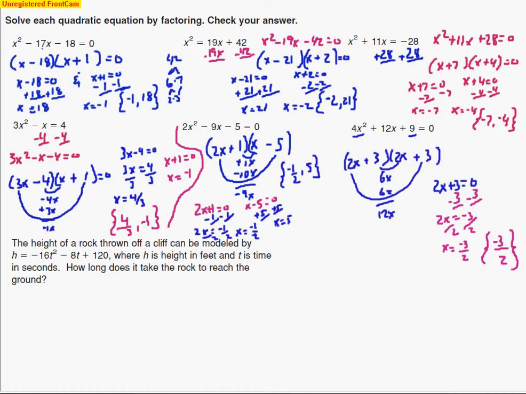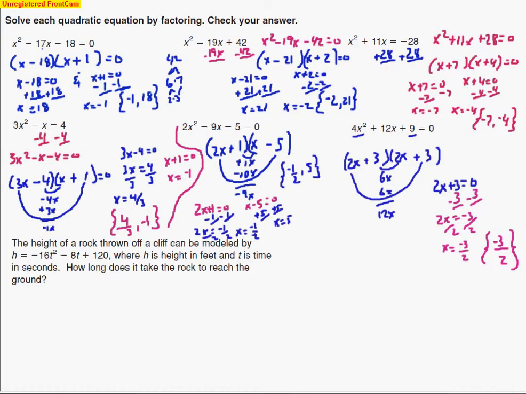So here it is. The height of a rock thrown off a cliff can be modeled by this equation. So what this tells us is that the cliff was 120 feet above the surface, whatever the surface was, like water or earth or wherever it was. And its initial velocity was this, well, -8, and so it's really 8 feet per second. And this -16 deals with the acceleration of gravity. It's just half of the acceleration of gravity when the acceleration of gravity is in feet per second squared.